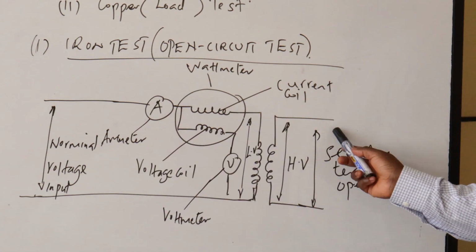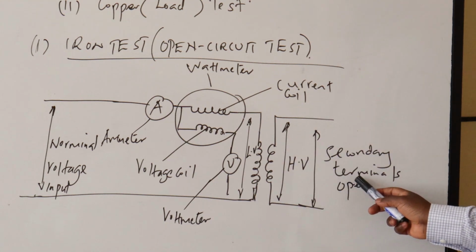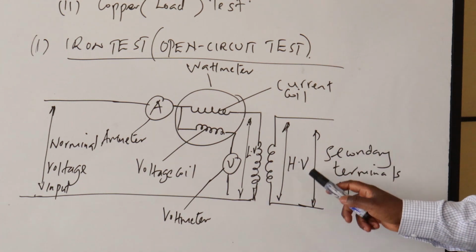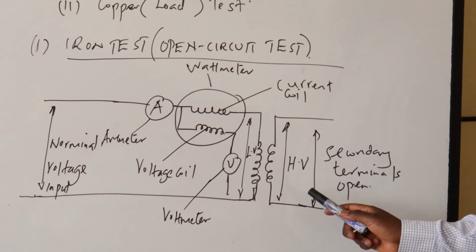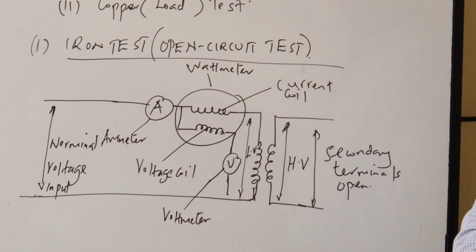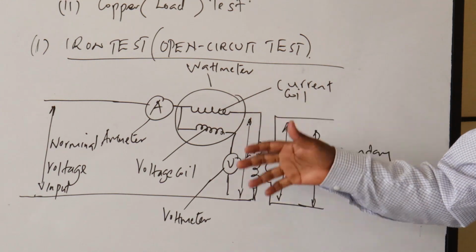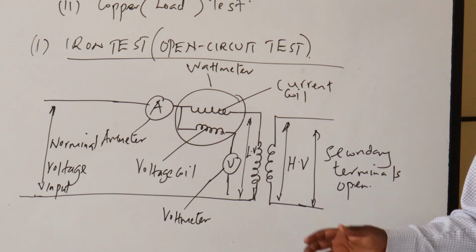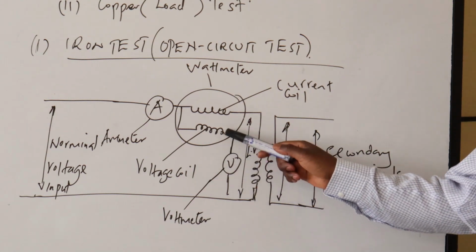But on the secondary, the terminals are not connected. That's why the secondary terminals are open, so there is no short circuit put there. As a result, the voltage appearing here is a high voltage, and that appears across the secondary terminals. So it is required that you understand the iron test, the open circuit test, using a diagram. In this diagram, the wattmeter also has two types of windings: the current coil, which is normally in series, and the voltage coil, which is normally shunted across the input. So at the end of the day, we shall have this kind of diagram.